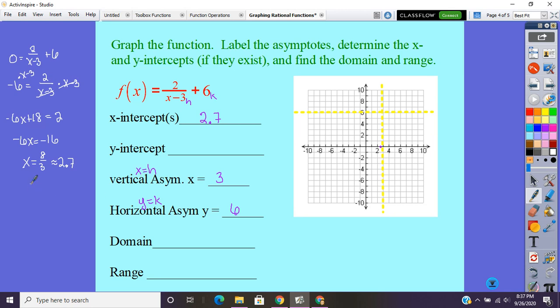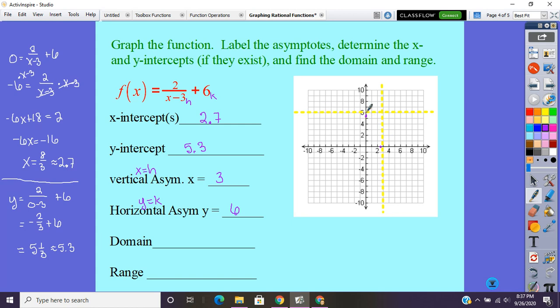The y-intercept, we plug 0 in for x. y equals 2 over 0 minus 3 plus 6. That makes it a negative 2/3 plus 6, or 5 1/3, which is about 5.3. And the reason I go to a decimal is mostly for graphing purposes. It's easier to estimate on a decimal where we're at. Our y-intercept, like I said, is 5.3. We come up here as 4, 5.3 would be right in there.